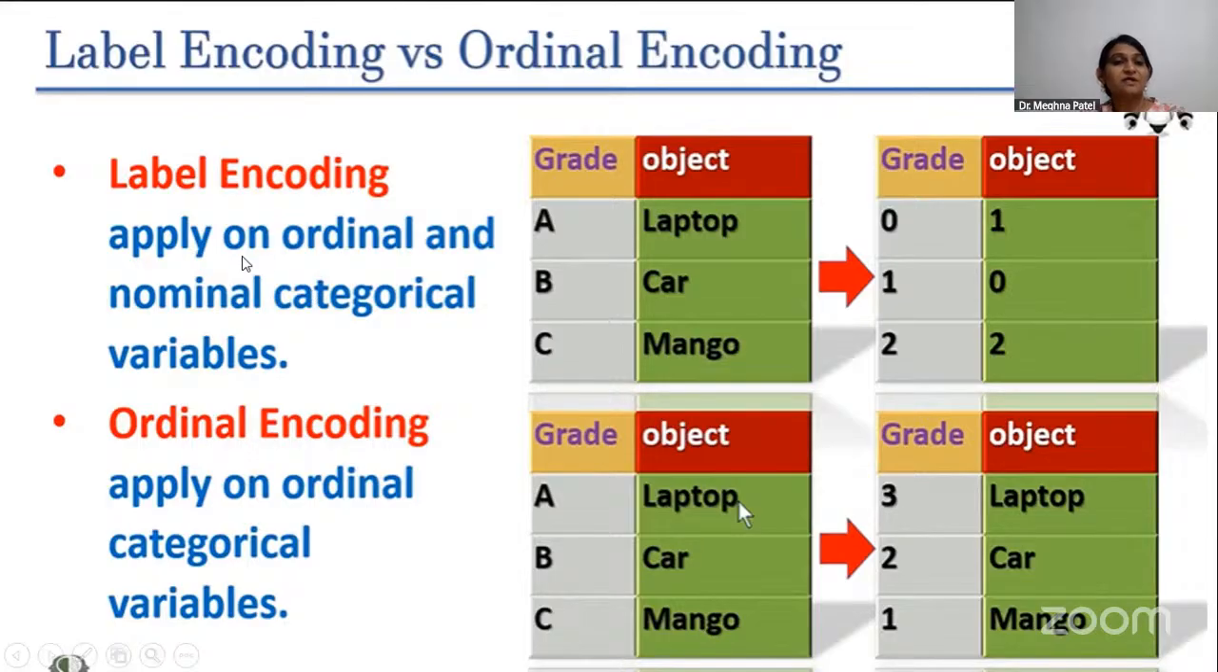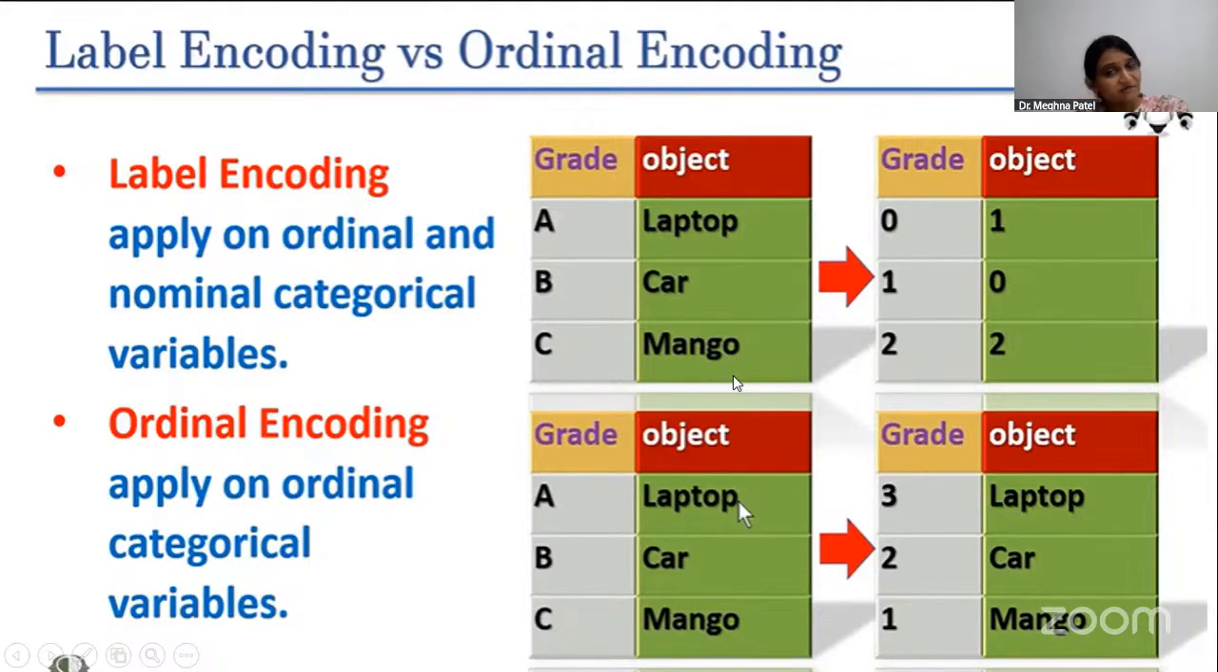So label encoding applies to ordinal and nominal categorical variables. Label encoding is when we convert our categorical label data into numerical format. See, this is a label encoding example. For grade, the values are entered like A, B, and C. And the object is laptop, car, and mango.